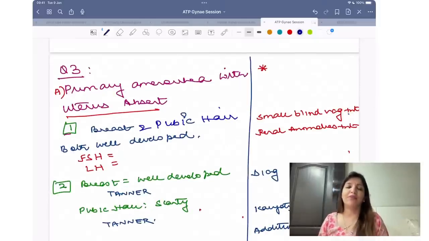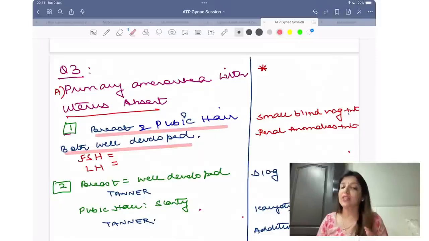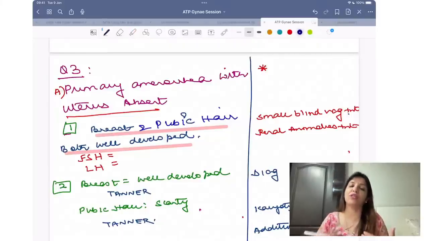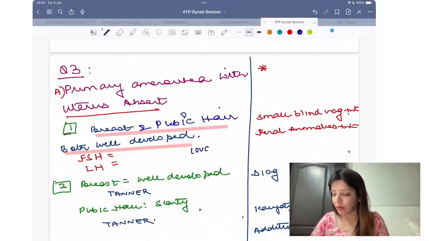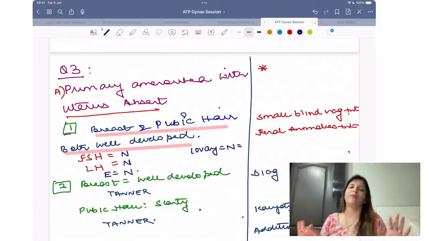Mullerian agenesis में they will always say that uterus is absent, breast and pubic hair both are well developed. Mullerian agenesis का मतलब क्या है? That means both Mullerian ducts are absent. Now, when both Mullerian ducts are absent, ovaries are normal. Why are ovaries normal? Because ovaries develop from genital ridge, right? So, ovary is normal. Because ovary is normal, LH levels, FSH levels and estrogen levels, all of them are normal.